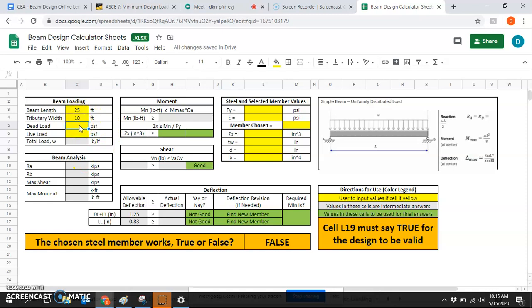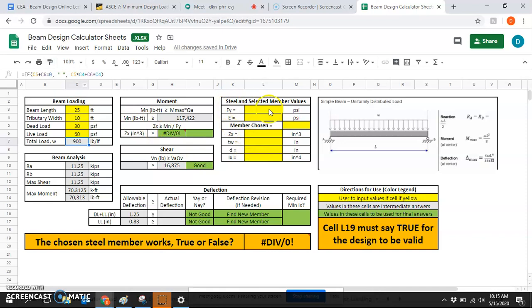So for that homework problem last week, the tributary width would actually be 1 because I gave it to you in pounds per linear foot. And pounds per linear foot, again, is just pounds per square feet times the tributary width. So the dead load was 30, I believe. And then the live load was 60.